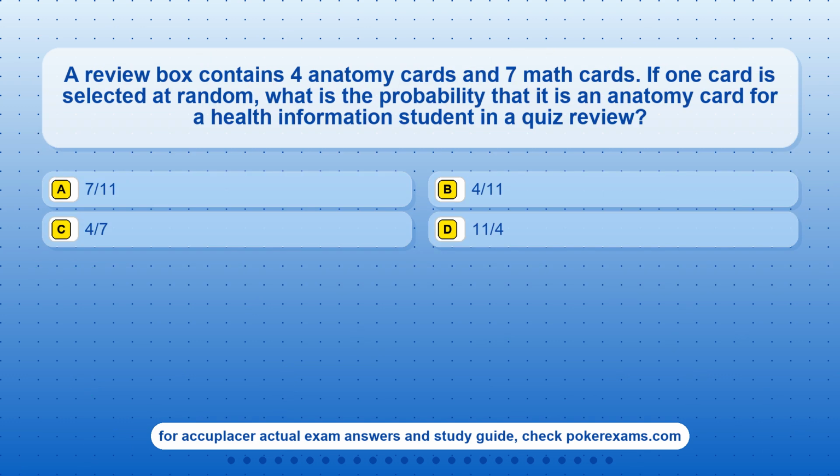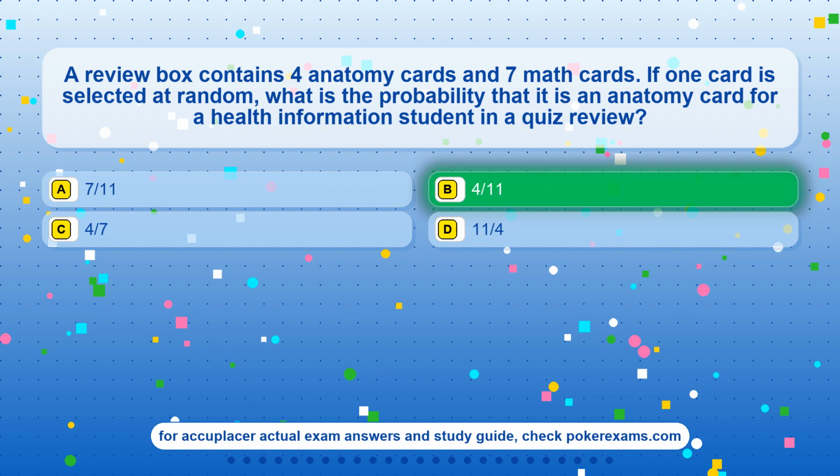Question 25. A review box contains 4 anatomy cards and 7 math cards. If one card is selected at random, what is the probability that it is an anatomy card for a health information student in a quiz review? Option A, 7/11. Option B, 4/11. Option C, 4/7. Option D, 11/4.